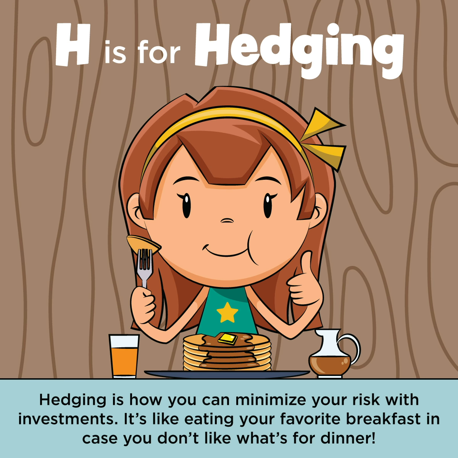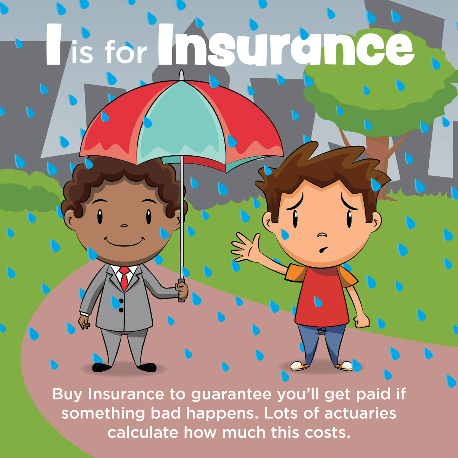H is for Hedging. Hedging is how you can minimize your risk with investments. It's like eating your favorite breakfast in case you don't like what's for dinner. I is for Insurance. Buy insurance to guarantee you'll get paid if something bad happens. Lots of actuaries calculate how much this costs.